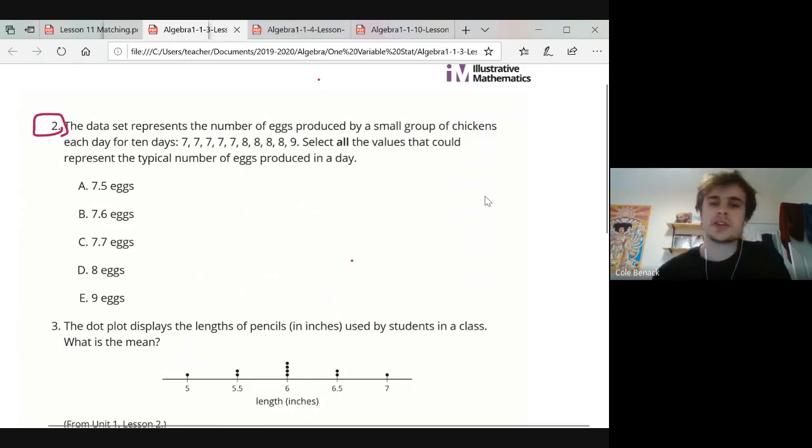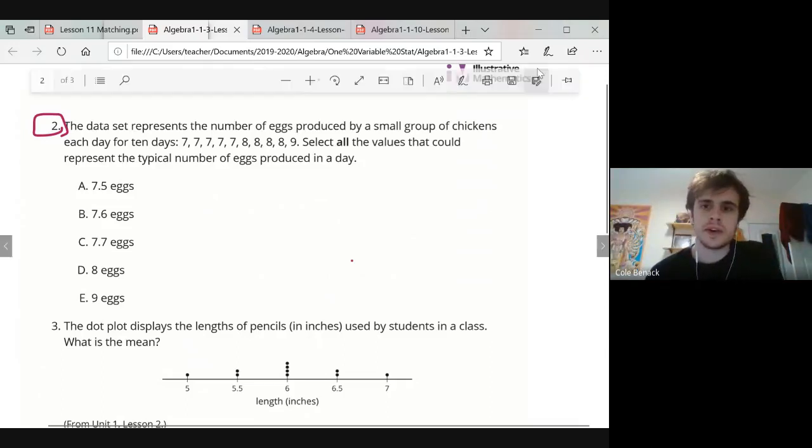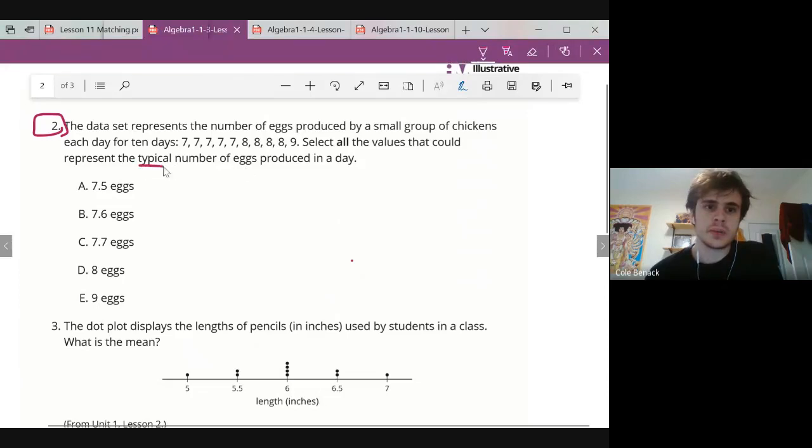So the question you really need to ask yourself before you can answer this question is, what sort of calculation am I going to do to find the typical number of eggs? Like, what sort of vocabulary terms do we have for things that are typical values of a data set? Right, so hopefully you're thinking of mean, you're thinking of median.